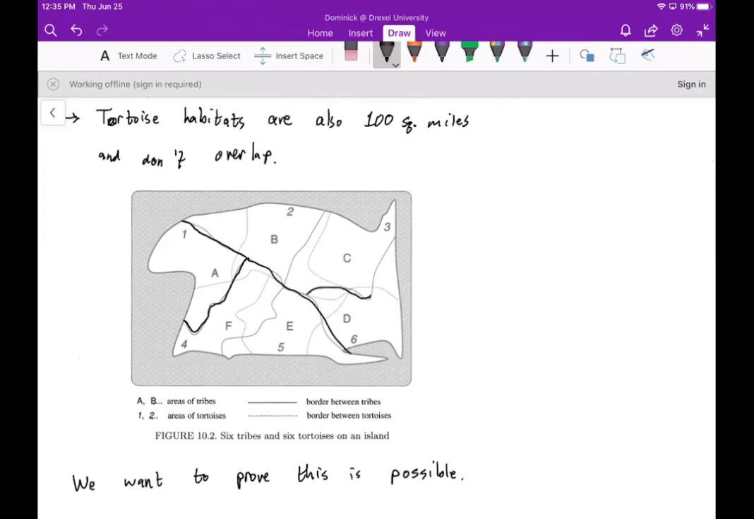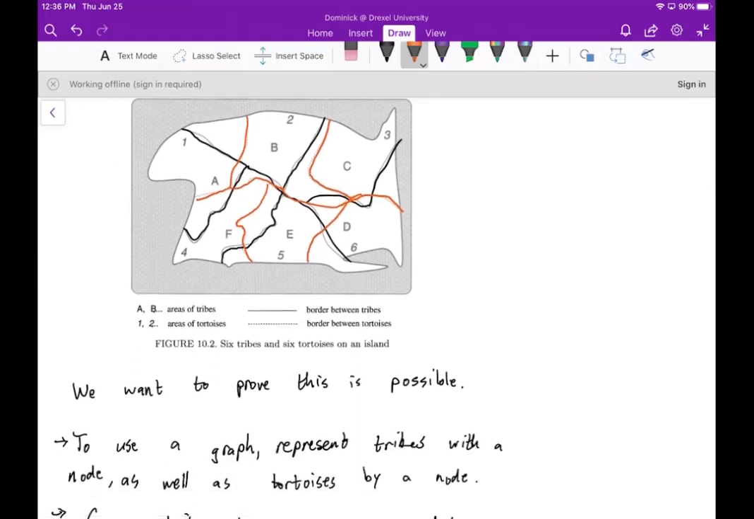So we have something like this, and that separates the island into each of these regions where the tribes live. Now, these dotted lines, which I'll do in orange, are where the species of tortoise live. So now to make these totems, each tribe is going to select a species of tortoise that lives in their tribe's region. And of course, we want to prove that this is possible.